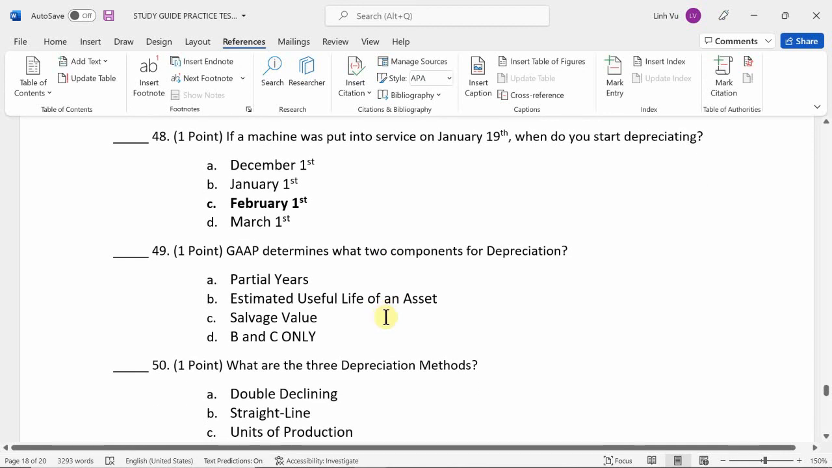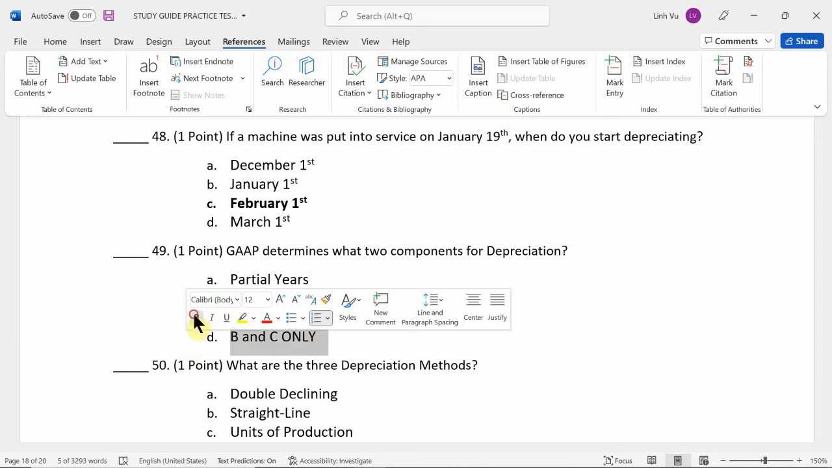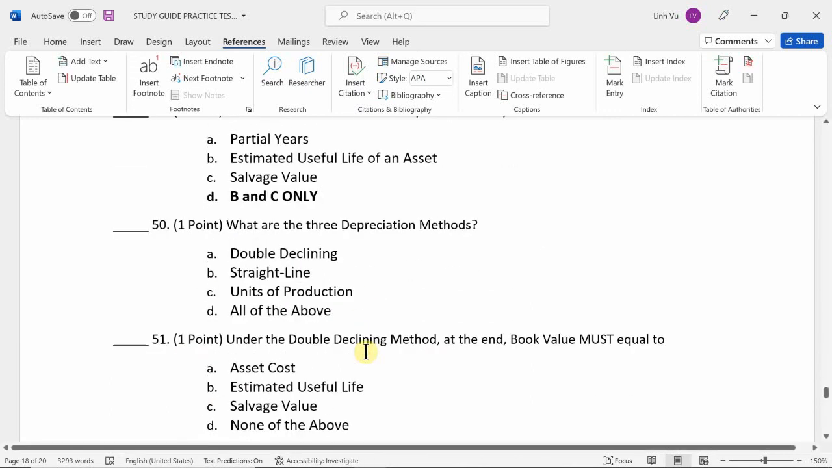Number 49. GAAP determines what two components for depreciation? D, A and C only, right? They only have the estimated useful life, and they also establish the salvage value. This one is very specific. It says two components. Partial years is not determined by GAAP. So D is the correct answer.